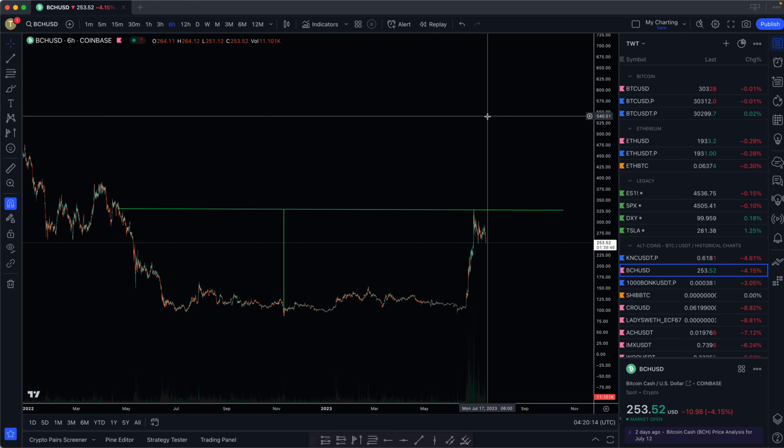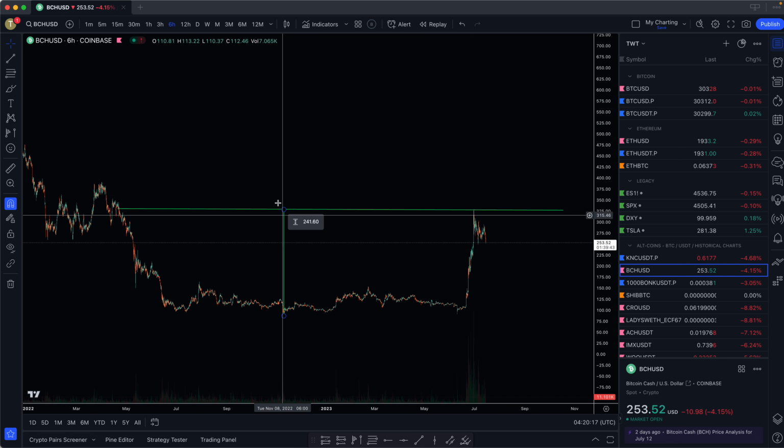Me personally, I am more risk averse. I like to protect my capital, and I like to measure.